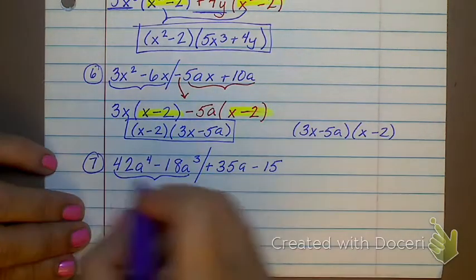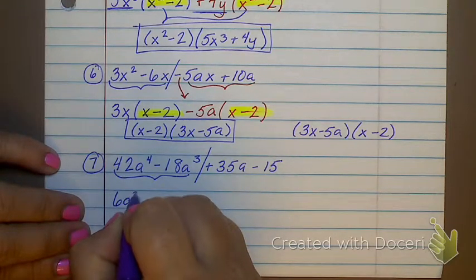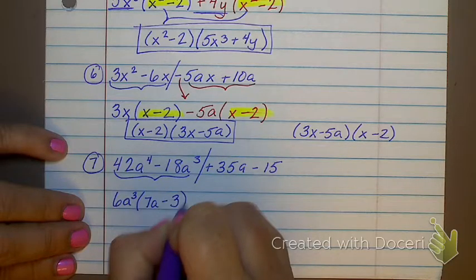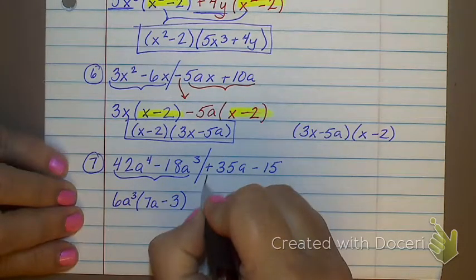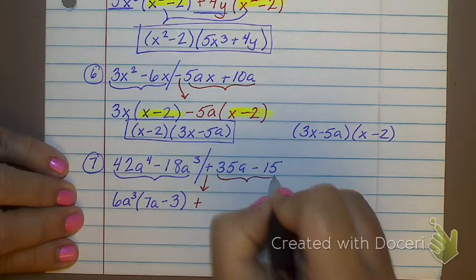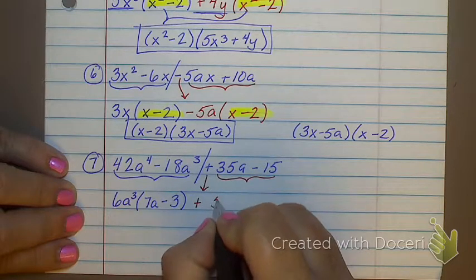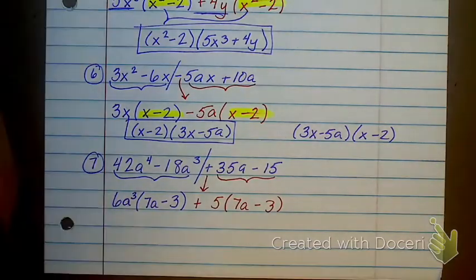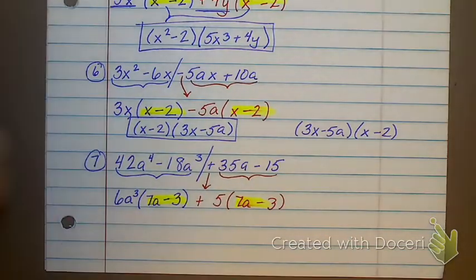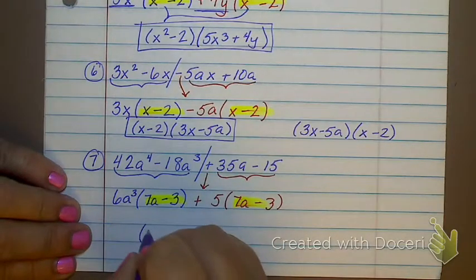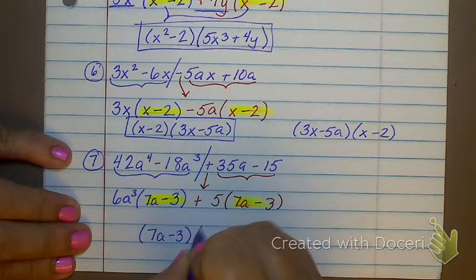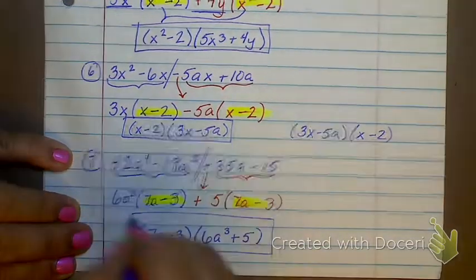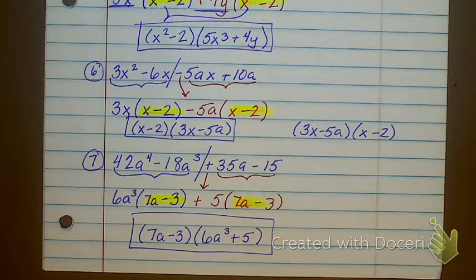So what do the first two have in common? 6 and a to the third. What's left inside? 7a minus 3. Next, I bring down the plus sign. What do these two terms have in common? 5. What would be left inside? 7a minus 3. Do I have those matching parentheses? Yep. So, in my final answer, one of my parentheses is 7a minus 3. What's my other parentheses? 6a to the third plus 5, and that's what my final answer looks like. Not too bad? All right, happy studying.